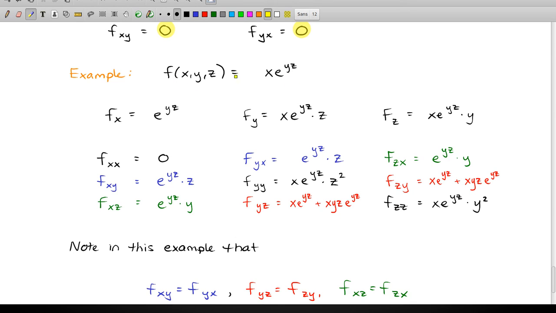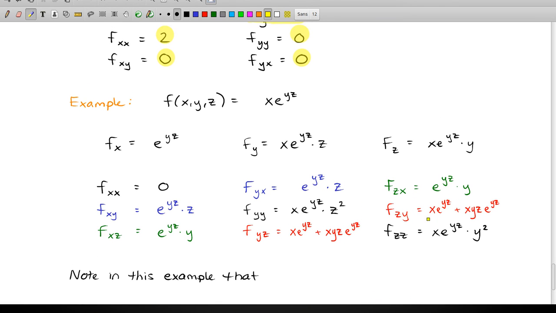Well, now I've got 3 variables. So each of the first derivatives can be one of 3, and the second derivative can be one of 3. So we would expect there to be 9 total second derivatives. So let's go ahead and get started. Partial with respect to x, go ahead and compute the first derivatives first.